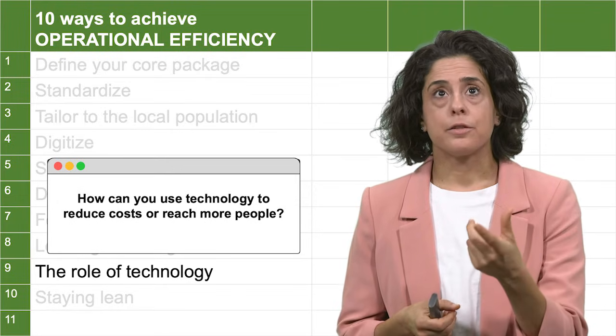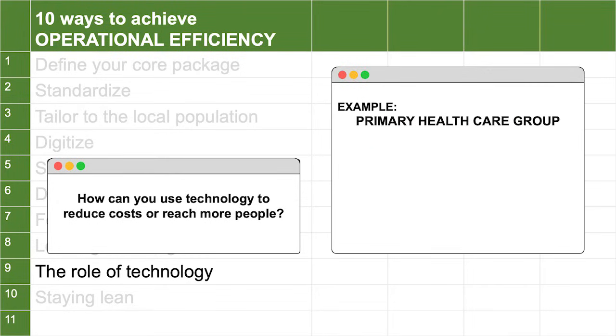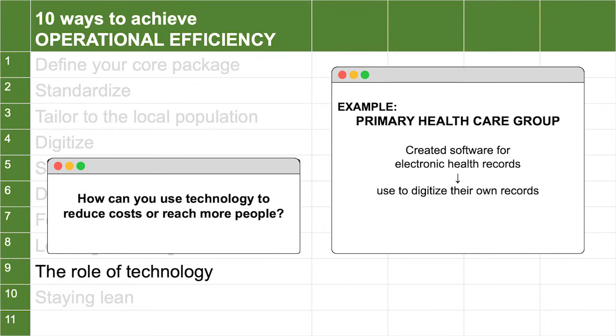In these settings, for example, the organizations I mentioned that were providing primary health care created their own software for electronic health records. So that helped them not only digitize their own records, but also they were able to sell it to other healthcare centers to cross-subsidize their costs, and that was a source of revenue for them. So technology can factor in many ways. And they used telehealth as well.